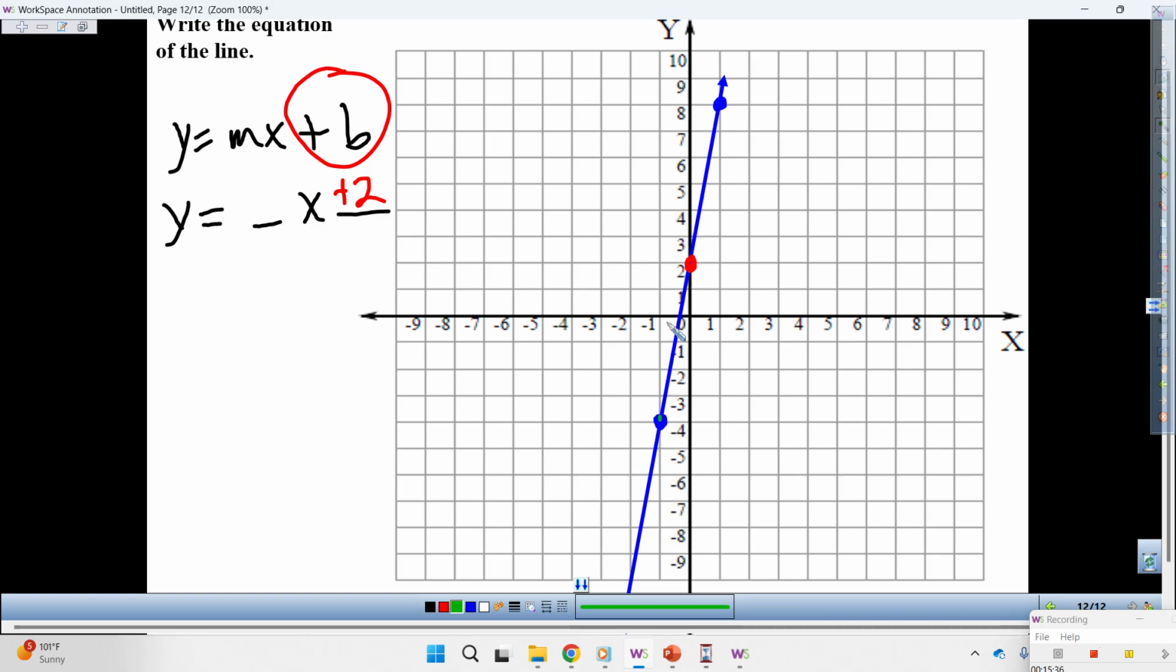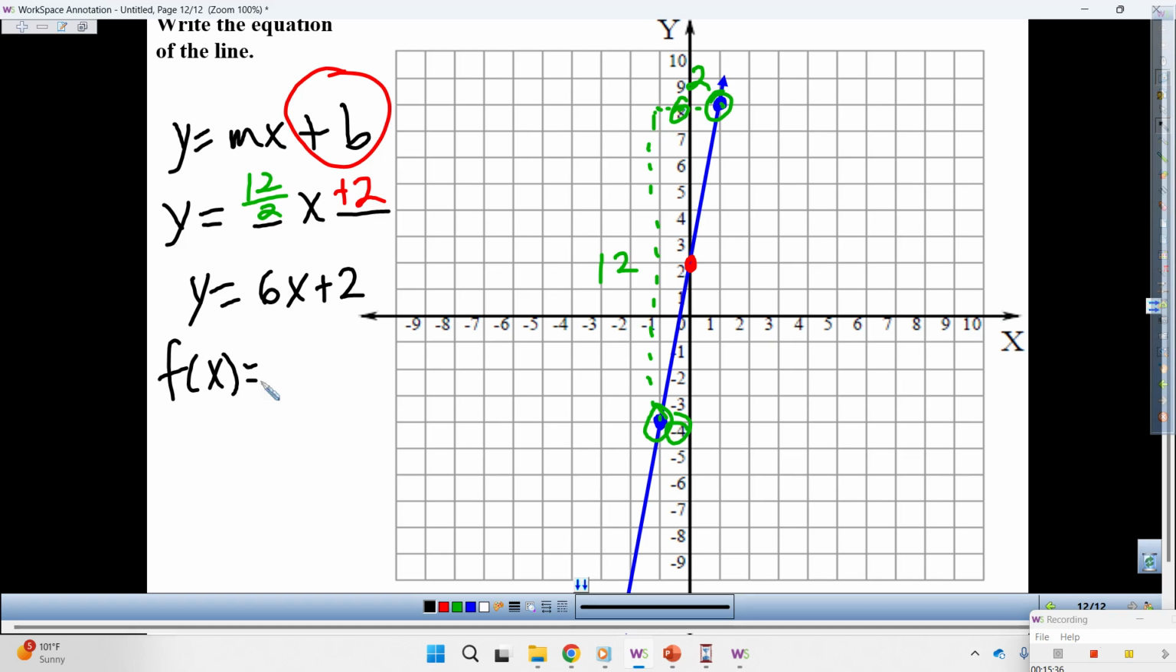No? Okay. Never mind. So to go from here all the way over here, how many steps up from -4 all the way to 8? Let's see. If I go upward, that's how many steps? 12. Then I make a right turn. How many steps from here to here? 2. So that's 12 over 2. If we simplify that, that's y equals 6x plus 2. And in function notation, f of x equals 6x plus 2.